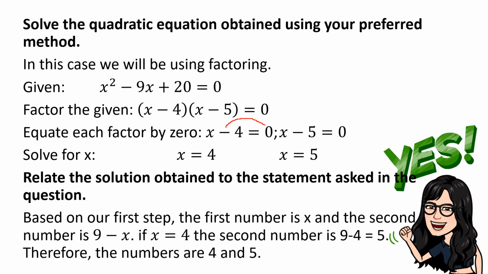Now, let's relate the solution obtained to the statement asked in the question. Based on our first step, the first number is x, and the second number is 9 minus x. If x equals 4, the second number will be 9 minus 4, which is equal to 5. Therefore, the two numbers are 4 and 5.